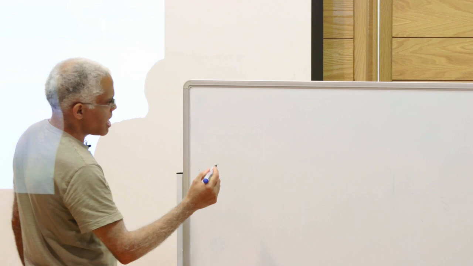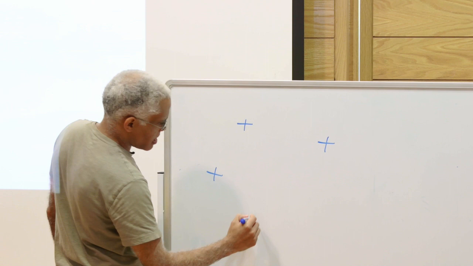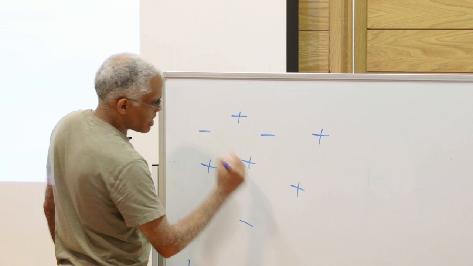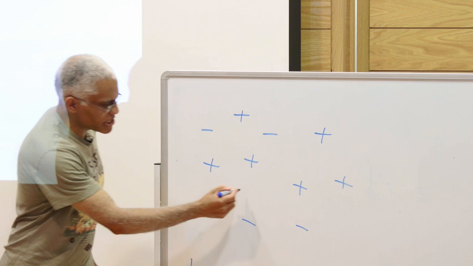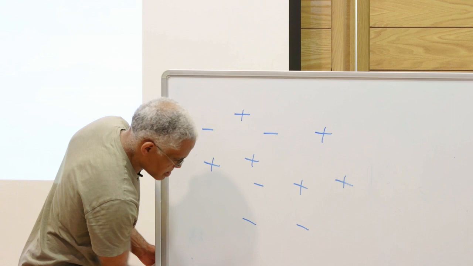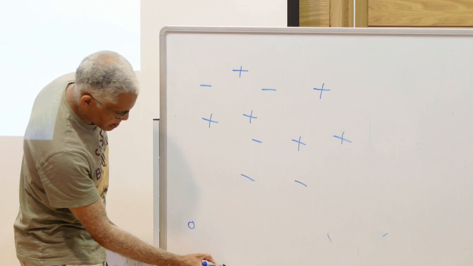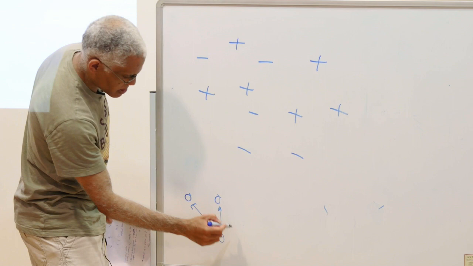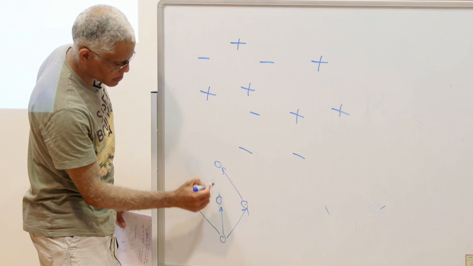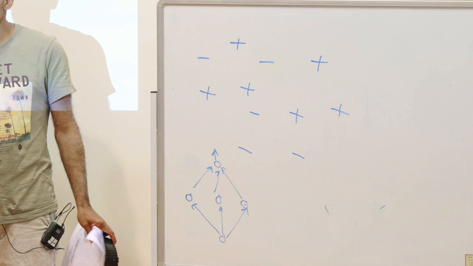So let's take, again in the plane, a set of points labeled positively and negatively, like this. I want to build a classifier as a combination of perceptrons. What do I mean by this? I want to take my input and feed it to some perceptrons, and feed these perceptrons as input to another perceptron, and I want the output to give me the classification.